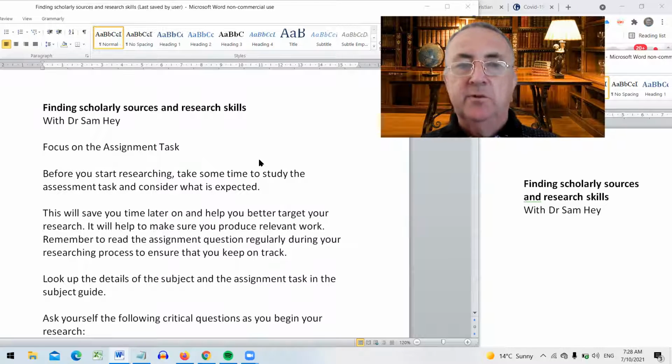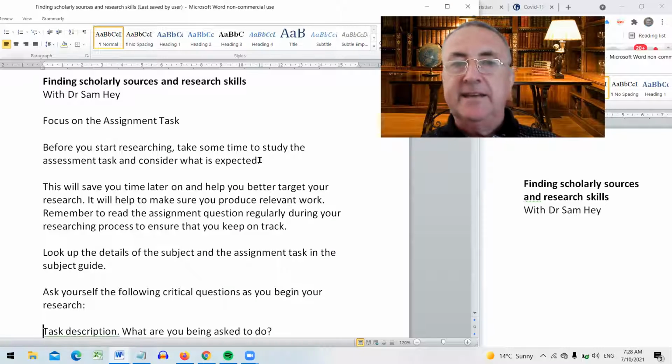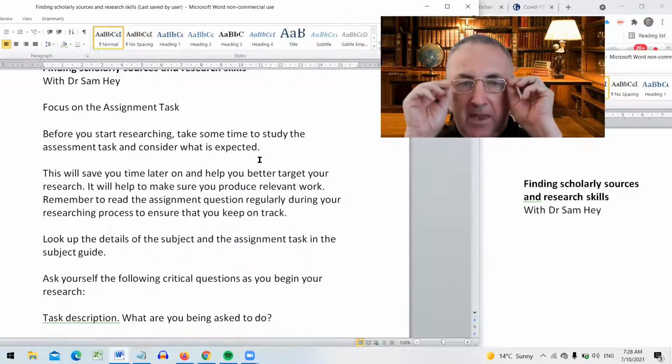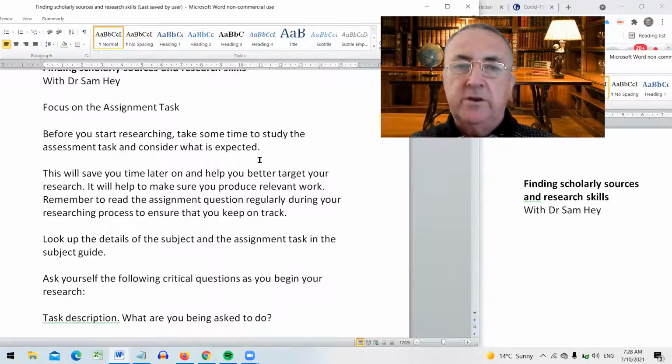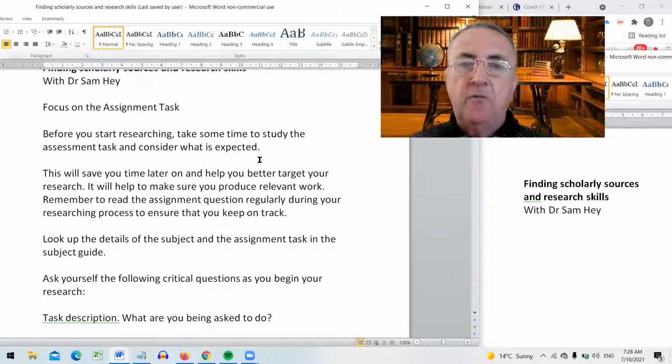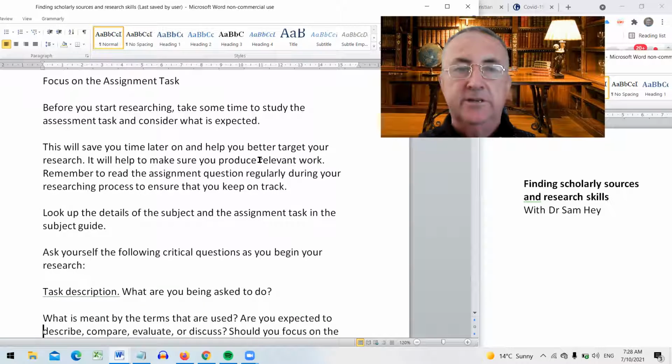So before you start your researching, I encourage you to take some time to study the assessment task carefully and to consider what is expected. Read through it and then write down what you are expected to do and go back to the handbook and the question often as you do your research to remind yourself of what you're being asked to do. This will save you a lot of time later on. It'll help you to better target your research.